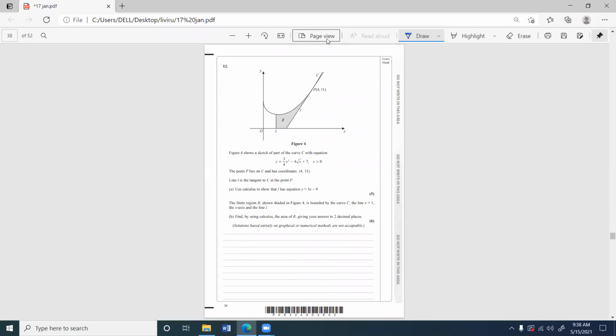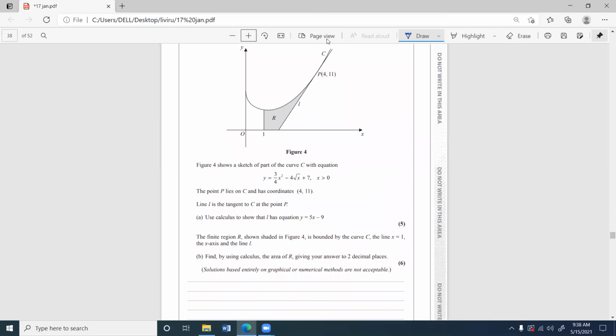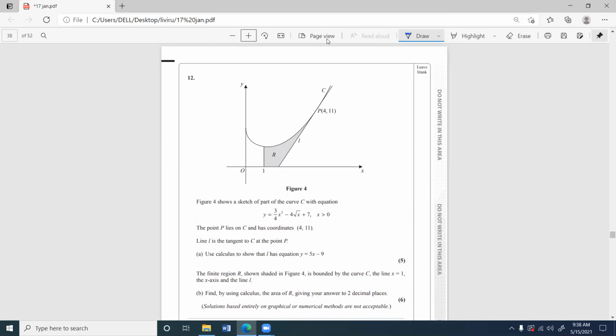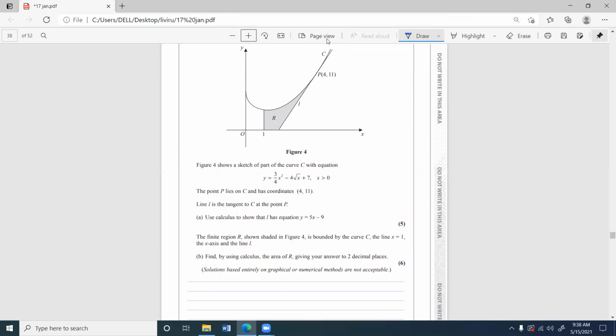Let's come to this question today. If I expand this diagram, right? Figure 4 shows a sketch of part of a curve C, y equals 3 over 4 x squared minus 4 root x plus 7. The point P lies on the curve at x equals 4. The line L is a tangent to C at point P. Use calculus to show that L has an equation of this form. Right, let's go ahead with this.